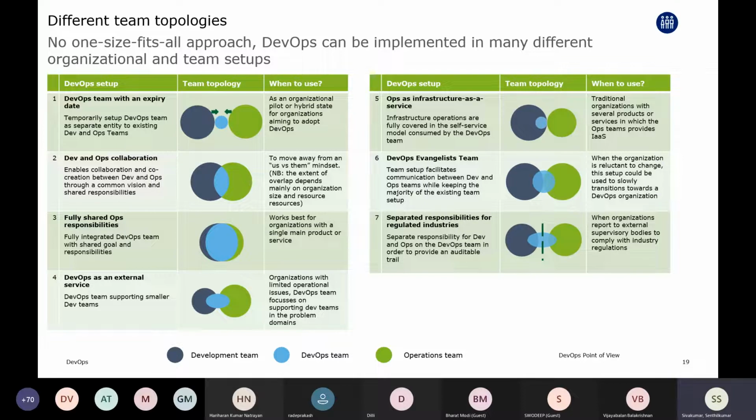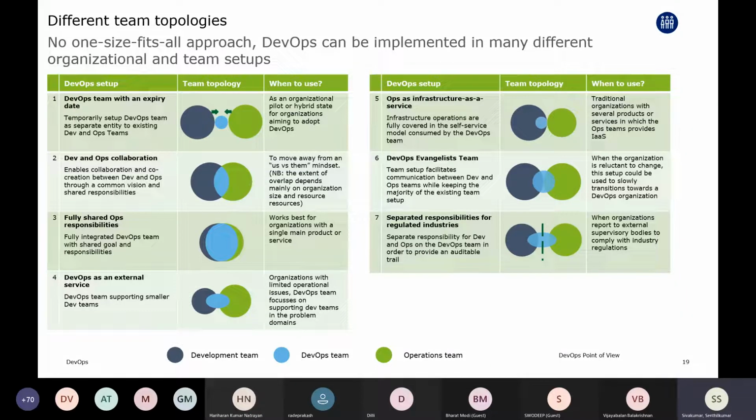So the DevOps setup, the first one is DevOps team with an expiry date. So like how they form this fusion: DevOps setup, team topology, when to use. So these three hierarchies can help us to define, okay, there is a timeline for each thing to make time understanding of each phase, and in each phase everyone has to collaborate, each collaboration with their skill set, and they have the timelines to achieve this team topology.